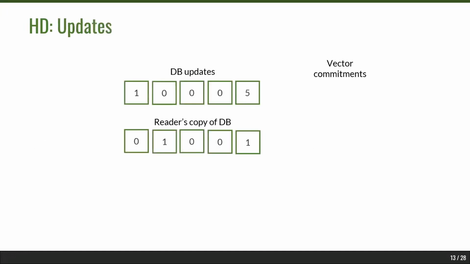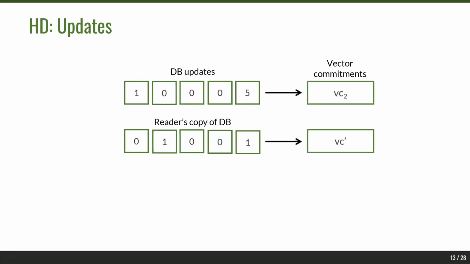And that brings us to the update phase of the hiding database, where the updater updates a reader's copy of its database with some information while the reader's data is hidden from the updater. So what you see on the first line is the set of entries that the updater wishes to update the reader's copy of its database with. And the database on the second line is the reader's copy of its database, which is hidden from the updater. The updater computes a vector commitment VC2 to its database of updates. And the reader already has a re-randomized version of a vector commitment from the updater.